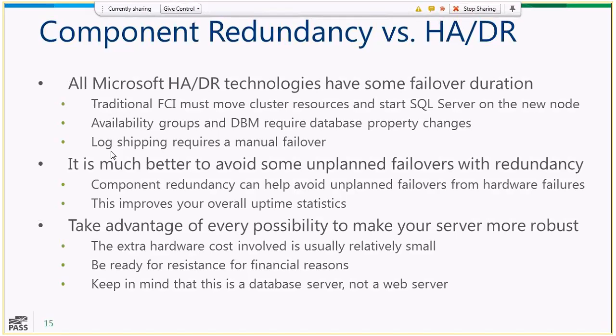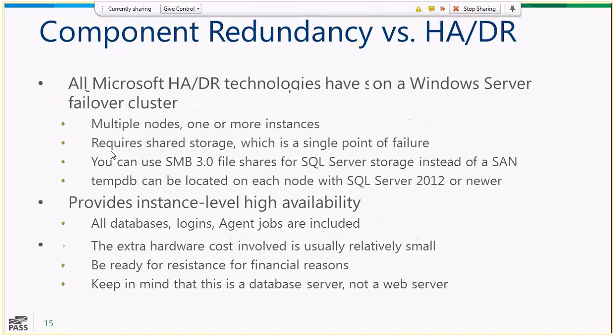But people will quite often push back and say, well, what do you need 2 power supplies? Or what do you need 4 power supplies in this database server? And just keep in mind how important the database server is to your applications.